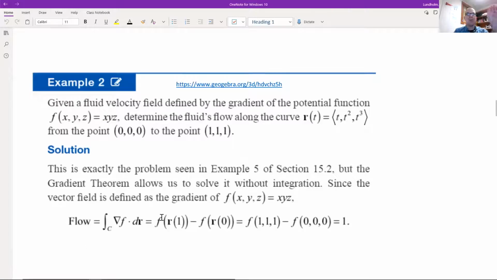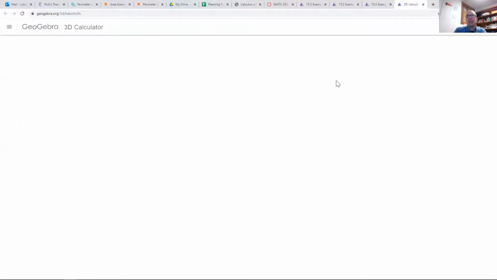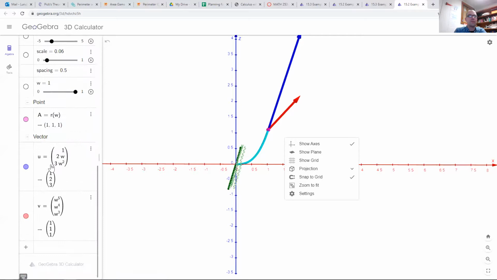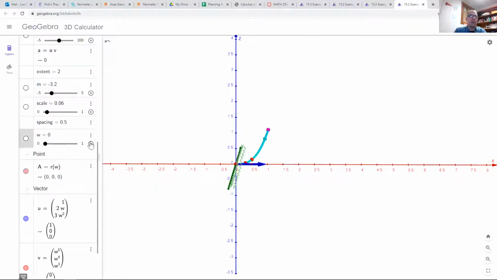All right. Example number 2. Now we're ready. Given a fluid velocity field defined by the gradient of a potential function, this is the exact problem that was at the end of yesterday's class. This is example 5. So the picture looked like this. We let this go and took dot products along the way. And those dot products got bigger as those vectors got bigger.